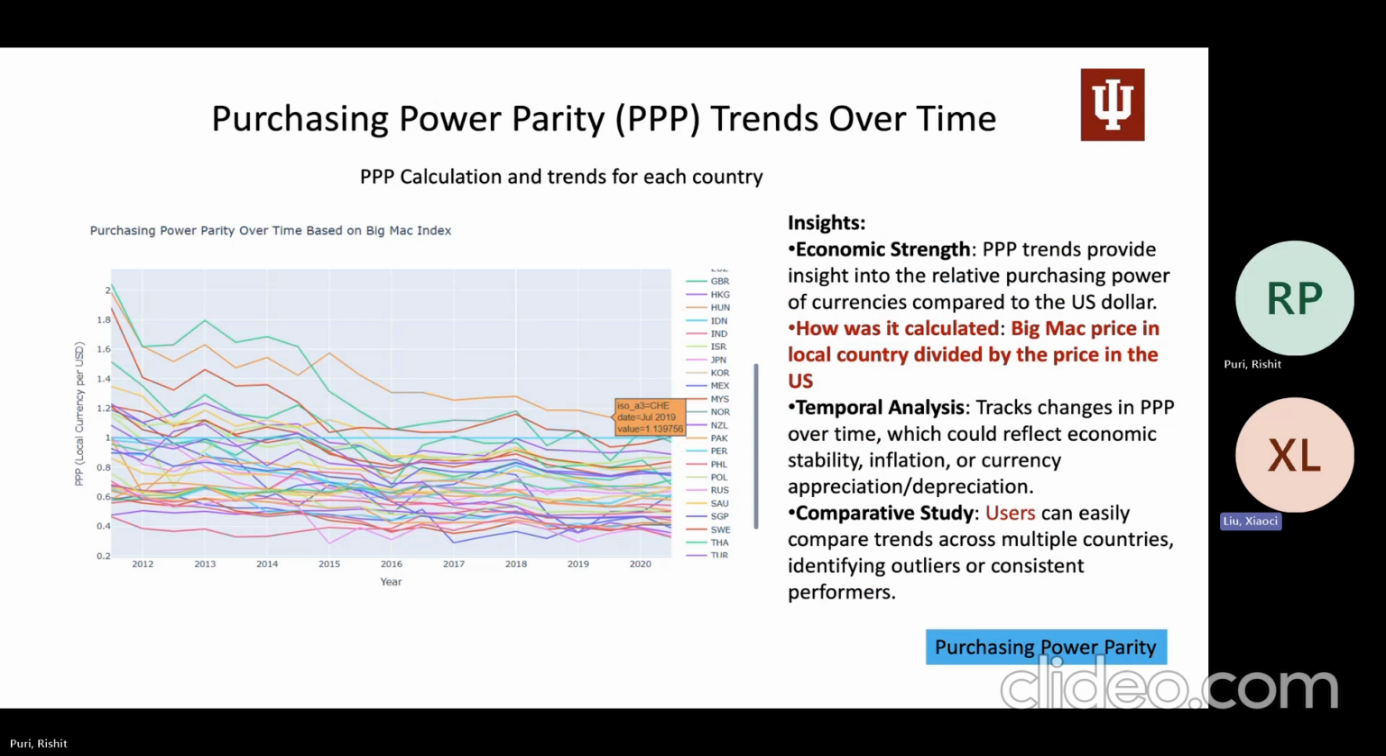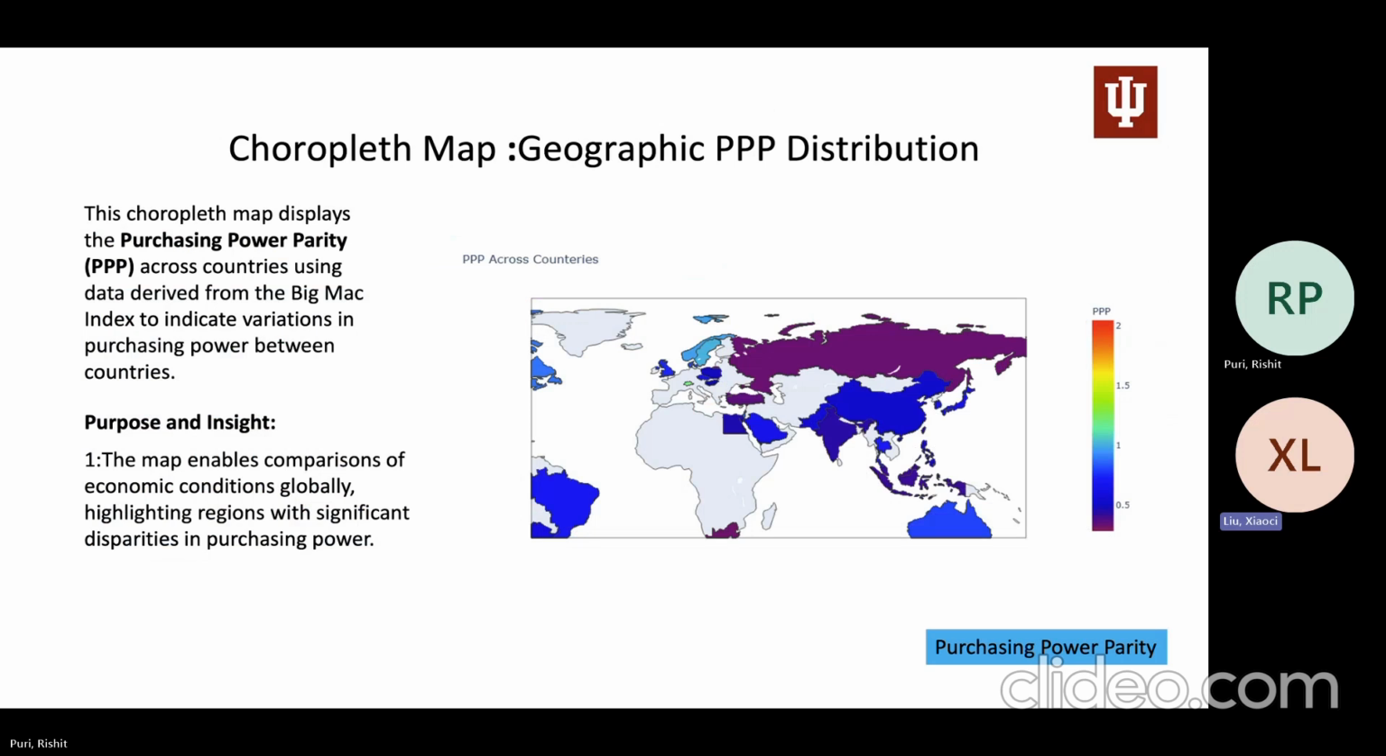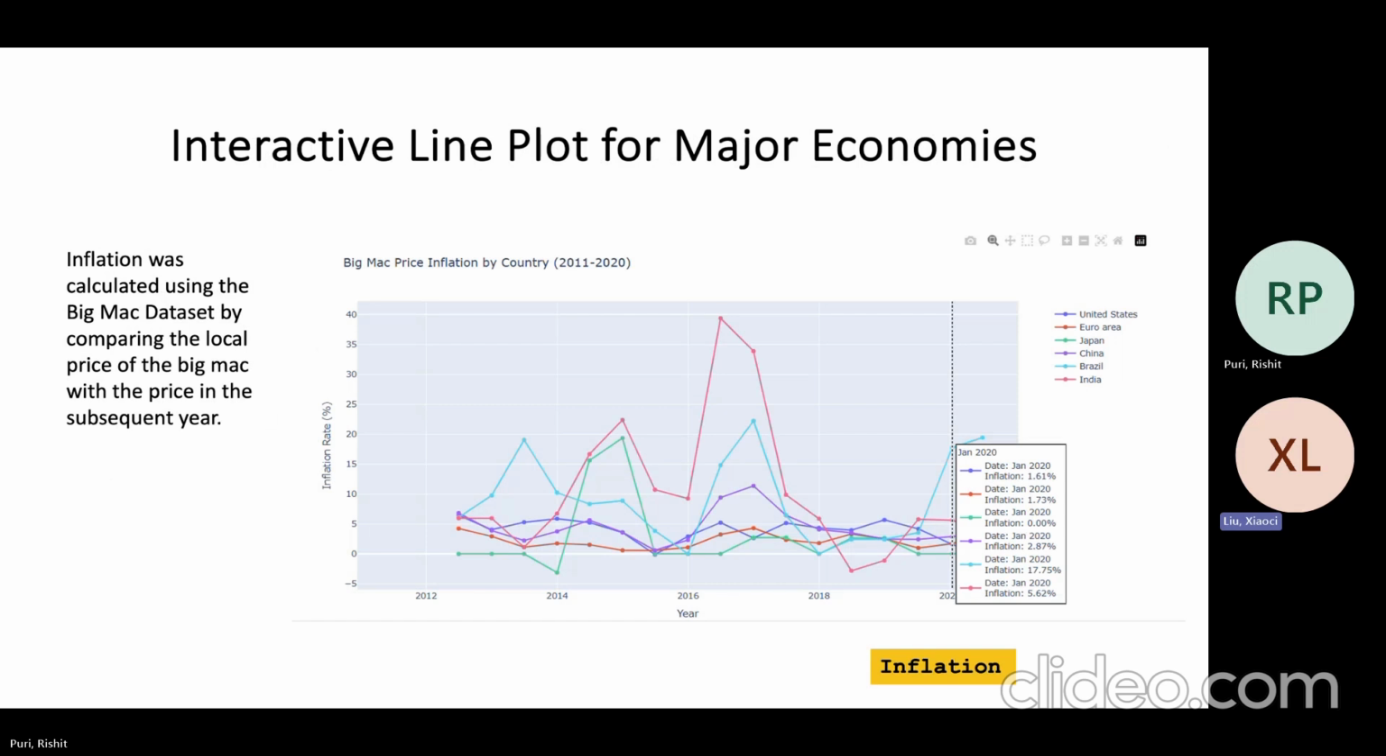We generate a choropleth map for geographic PPP distribution. This map enables comparison of economic conditions globally, highlighting regions with significant disparities in purchasing power. We also generated an interactive line plot for inflation to compare several different countries. So I'll continue with the rest of the visualizations that we have made.